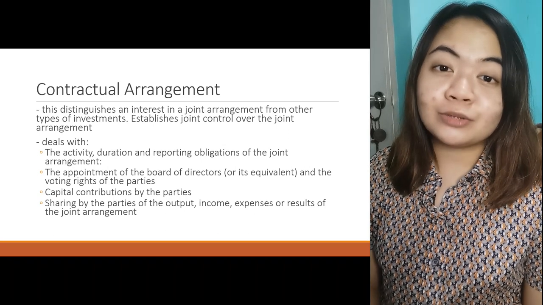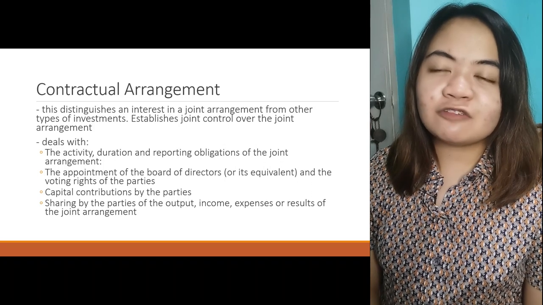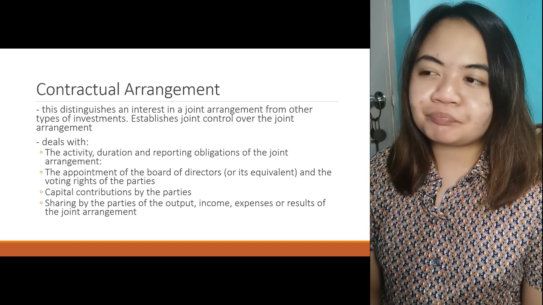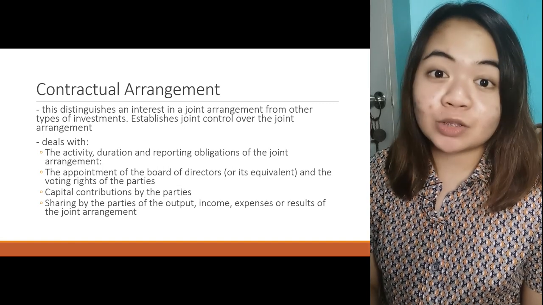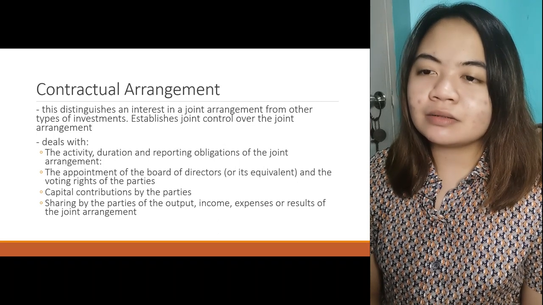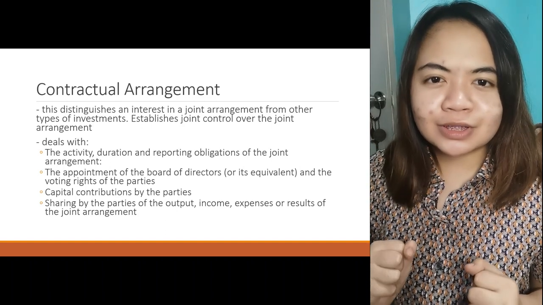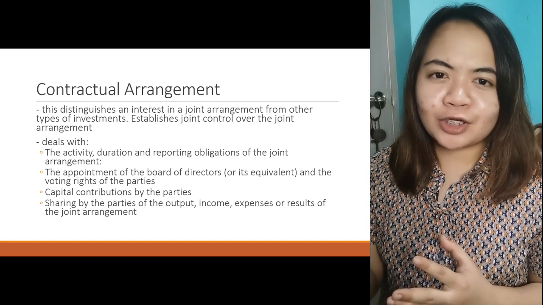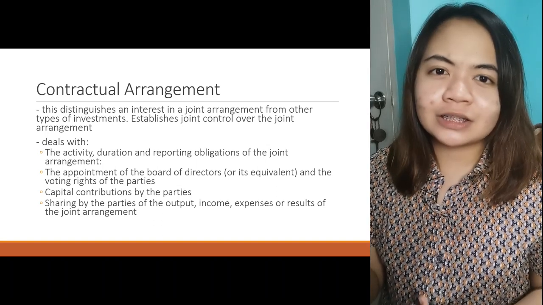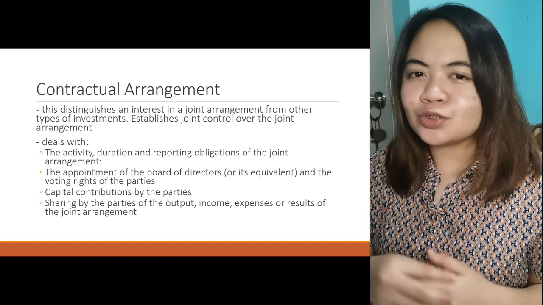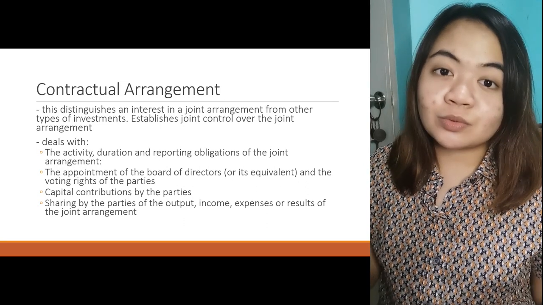So, what is the scope of the activity of the joint arrangement? Until when? Because if it lasts long, they are still based on a joint arrangement or contractual arrangement, which is not like a business combination, which is like a pack. When you say Jollibee Foods Corporation, you know that under it are Greenwich, Red Ribbon, Chowking. When you are in a joint arrangement, it's either a joint operation or a joint venture, and you can still distinguish one from another.